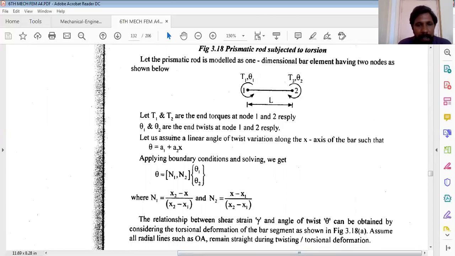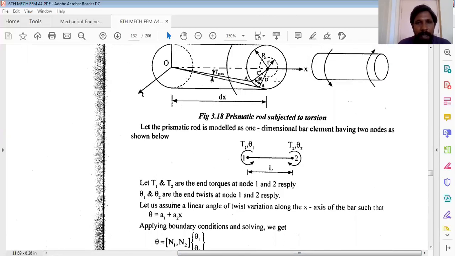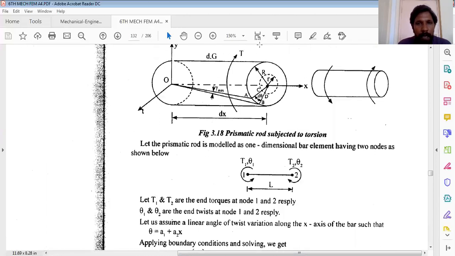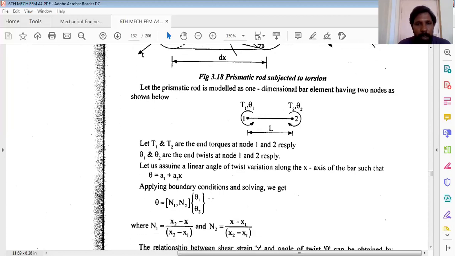Assume all radial lines such as OA remain straight during the angle of twist. These are some assumptions. Let me just review this. There is a circular shaft considered in the x direction subjected to torque T. Due to the application of torque, there will be a change in angular position in terms of angle of twist. This is a link element or shaft element considered in the x direction, having two nodes, node 1 and 2, subjected to the torques T1 and T2 corresponding to node 1 and 2, and the corresponding angles of twist are theta 1 and theta 2 with respect to node 1 and node 2.